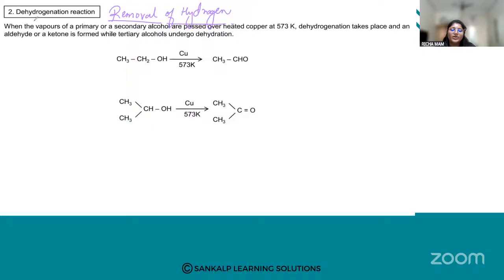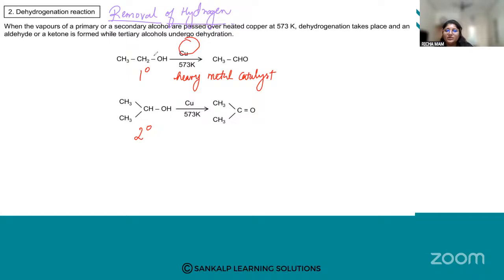So what are we doing in dehydrogenation? How are aldehydes and ketones obtained? They are obtained when the vapors of primary alcohol and secondary alcohol are heated with a heavy metal catalyst, like copper or silver. So we take copper. We pass the alcohol vapors over the heated catalyst at 573 Kelvin and a dehydrogenation reaction takes place.